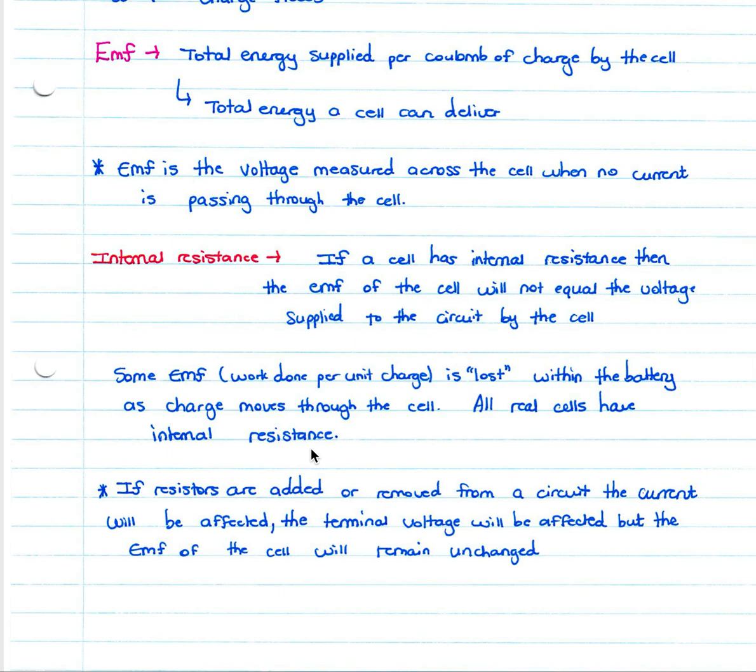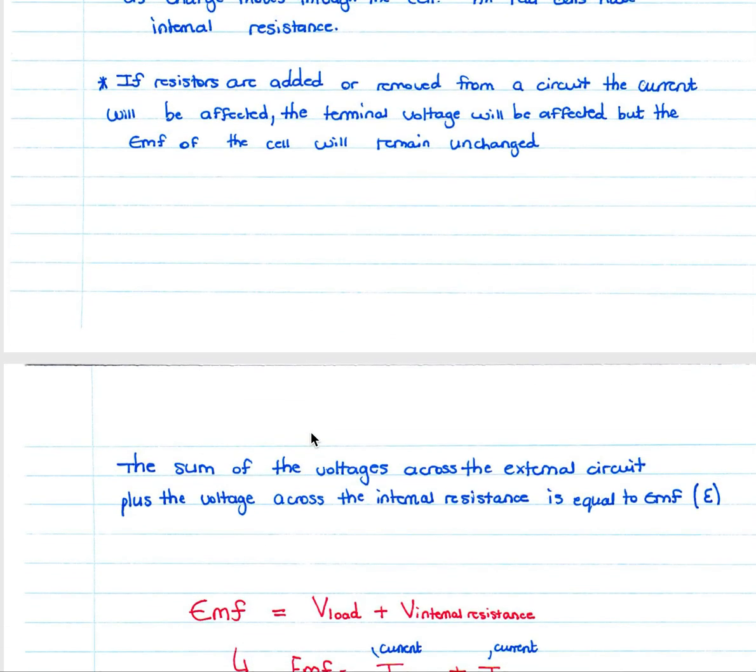So to put that simply, we're saying that the EMF of the cell will not equal the voltage that the cell supplies, simply because some of that EMF is lost within the battery as charge moves through the cell. So if resistors are added or removed from a circuit, the current will be affected and the terminal voltage will be affected, but the EMF of the cell will remain unchanged. So no matter what, the EMF of a cell will always remain constant.